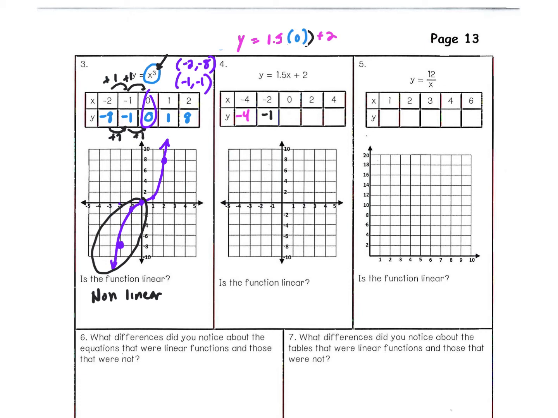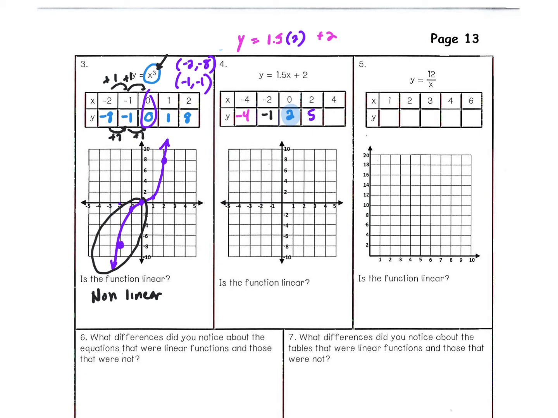Now, third time around, we're going to replace x with 0, and 1.5 times 0 would be 0. 0 plus 2 is 2. So we're going to put 2 where this x is, and now we're on to our next x value of 2. 1.5 times 2 would be 3, and 3 plus 2 would be 5.